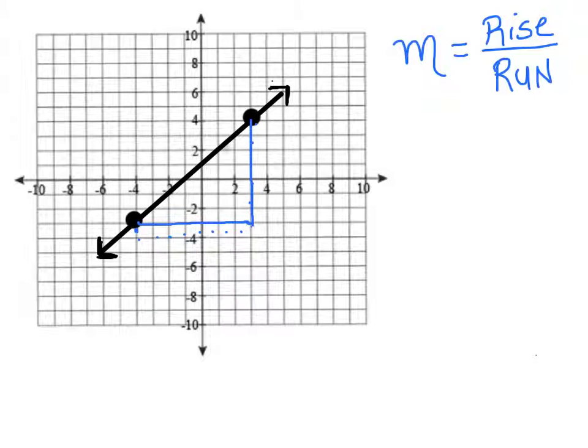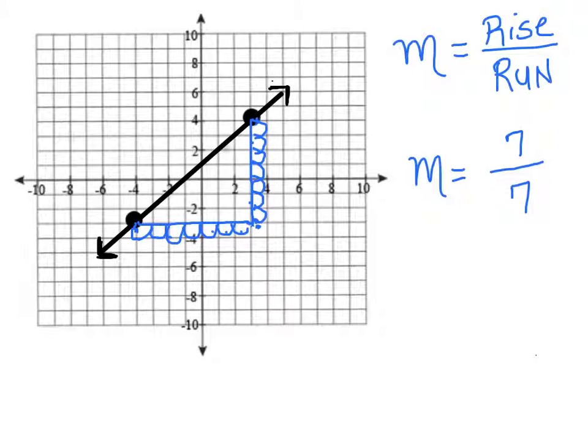So in this case, if I start here and I want to get here, I'm going to say I need to go 1, 2, 3, 4, 5, 6, 7 units. So I'm going to say that the run in this case is 7. Okay? Now, if I need to start here and get all the way up to here, I'm going to go 1, 2, 3, 4, 5, 6, 7. Hey, 7 units.